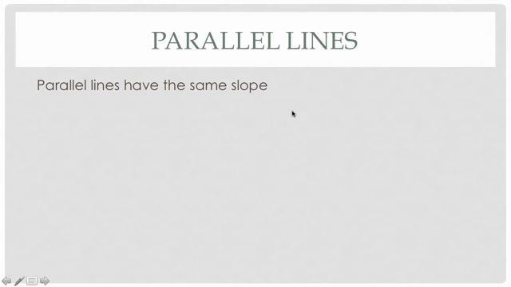Okay, let's touch a little bit on parallel lines and perpendicular lines. Parallel lines have the same slope. It's pretty easy, right? Parallel lines, if we draw a picture, it just means two lines that are going side by side, and they never intersect. So that means they grow at the same amount, the same rate of change when they increase.